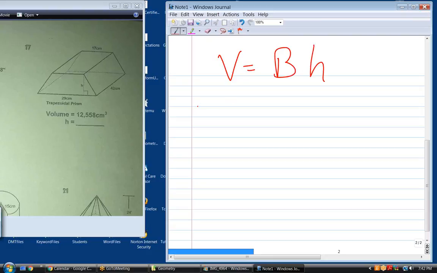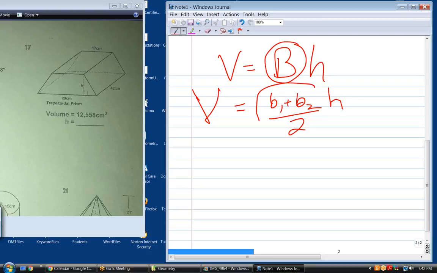And now let's get more specific with our general formula. And I don't mean plugging in numbers, I mean, what is that? Base 1 plus base 2 divided by 2 times h1. In other words, the base is that. Yes, times h1, that's the base. That's the formula for capital B. That's the area of that prism.